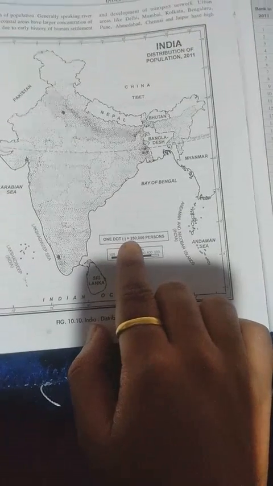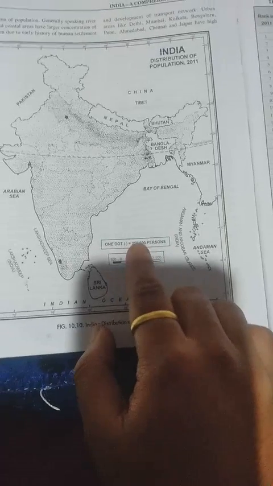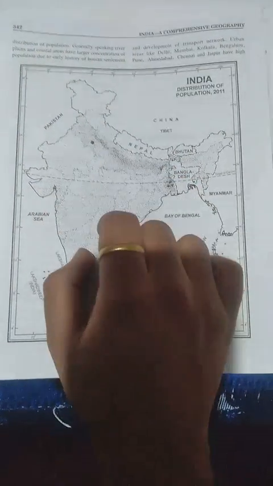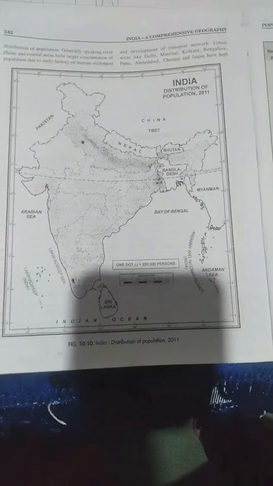Now check the index. One dot is equal to this many people. I told you all to make it 5 lakh, so 5 lakh people. You don't have to make China and everything, Nepal and all. Just make an outline for the states. Draw it with a black pen. That's enough.